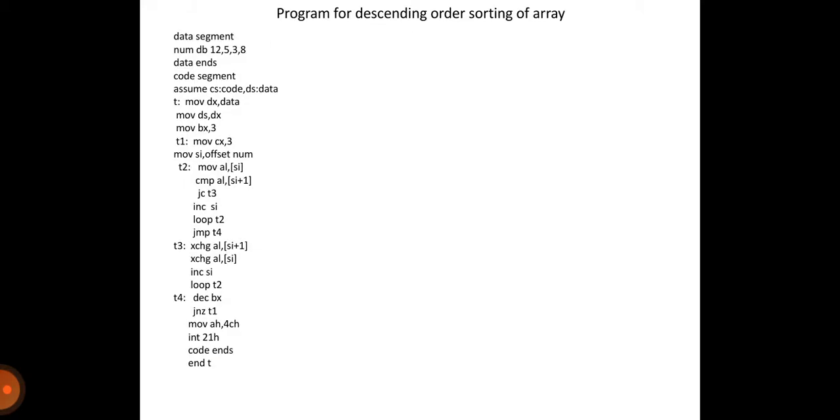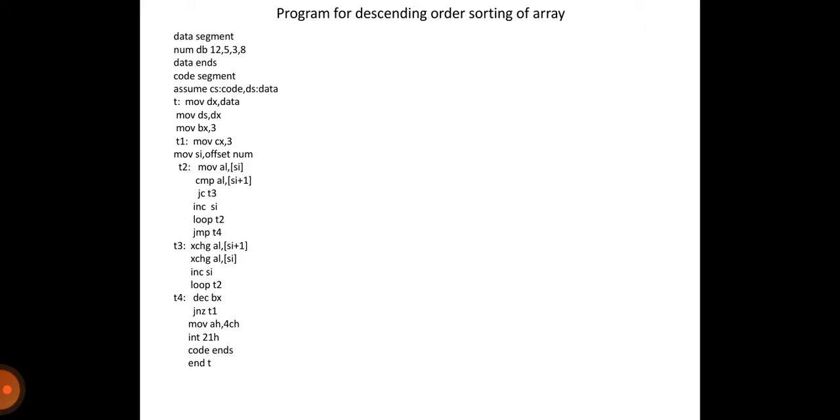For descending order, what do we have to assume? We have to assume the current element should be greater than the next element. So what about the carry flag? If the current element is in AL and the next element is SI plus 1, what will be the carry flag status? No carry flag should be there. If the carry flag value is 0, the carry flag will not get set. If the carry flag is equal to 0, no exchange.